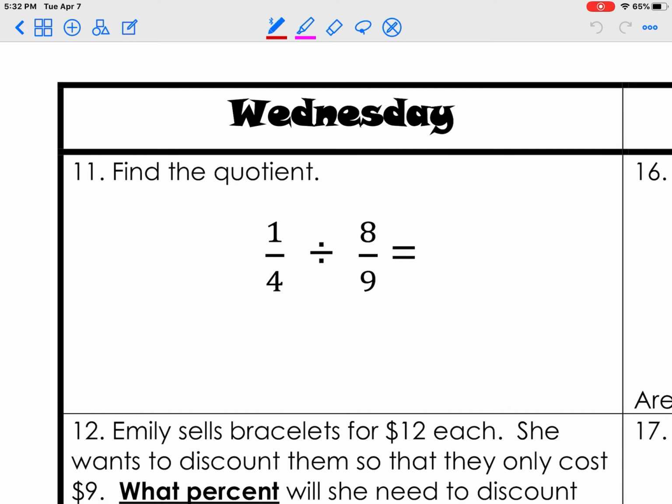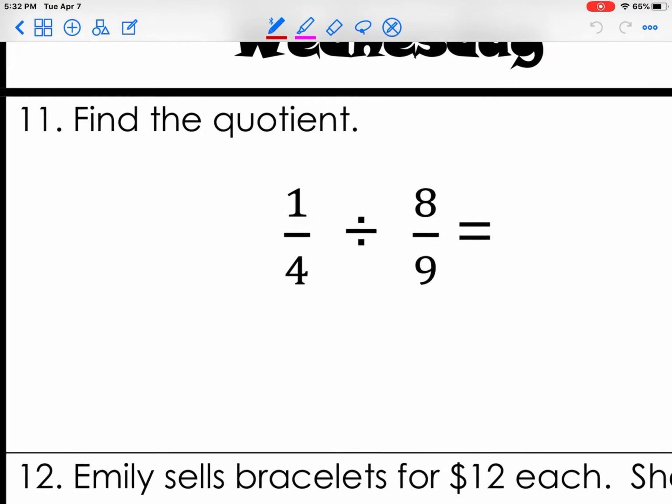Okay, so anyway, I'm back here to help you with homework 25 for Wednesday. Questions 11 through 15. Here we go. Let's start with 11. Find the quotient.